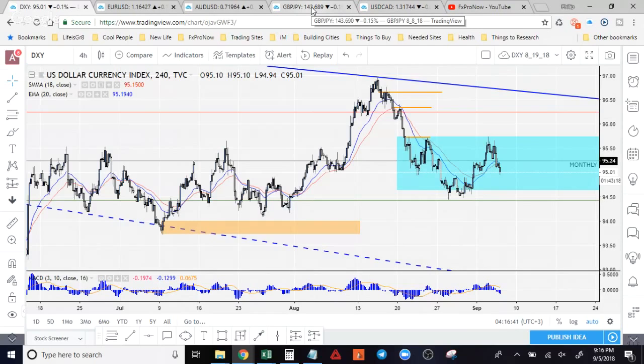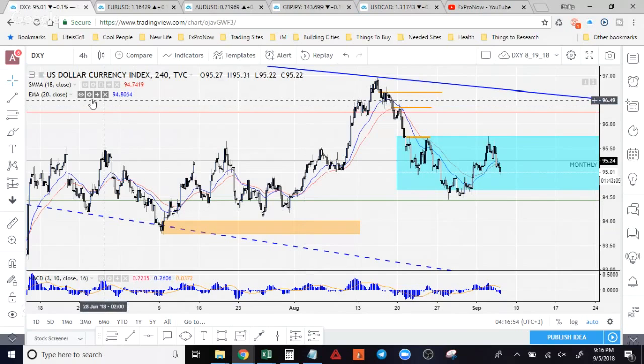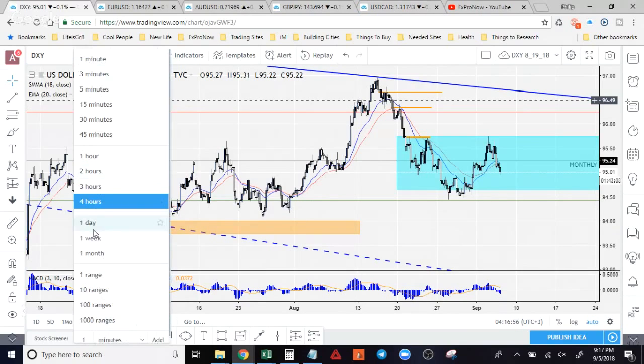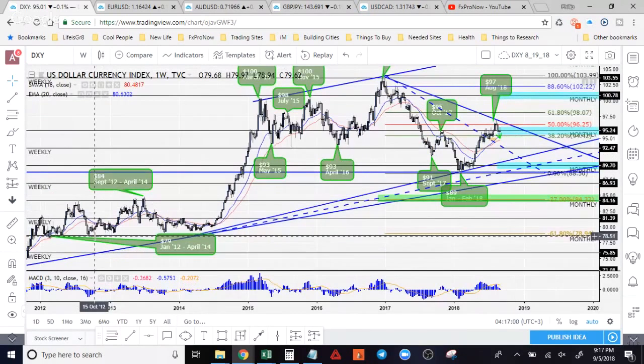So I want to make sure that I am really, really specific on how I do things, and I would definitely suggest that you guys do the same, right? And document everything. Okay, so we're going to start with the DXY. I'm just going to go out to the higher time frame, and from that higher time frame, I'm just going to see where I am in the market right now, and go on from there.